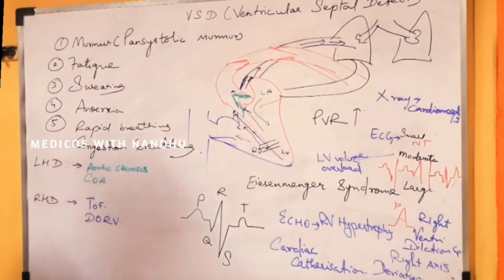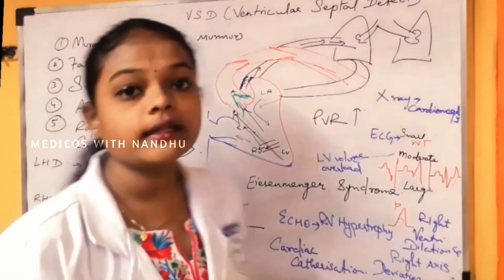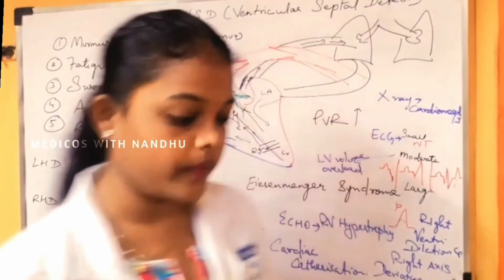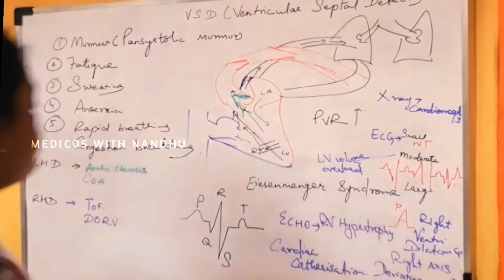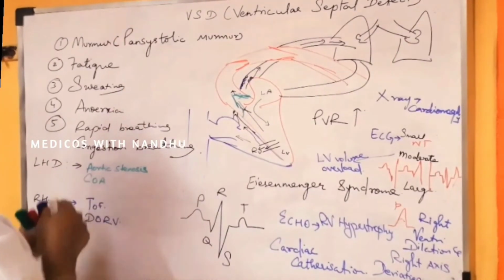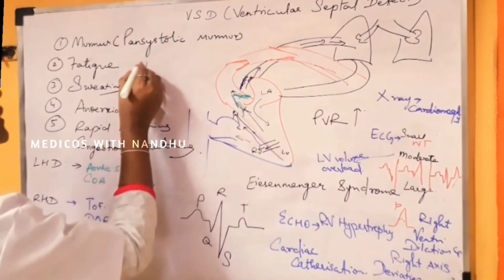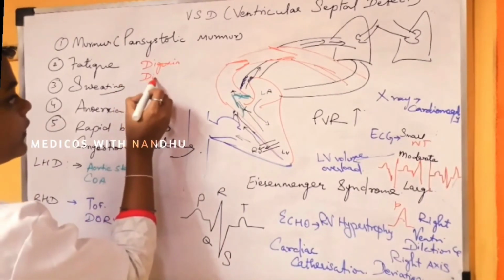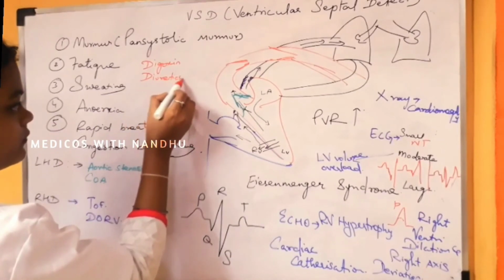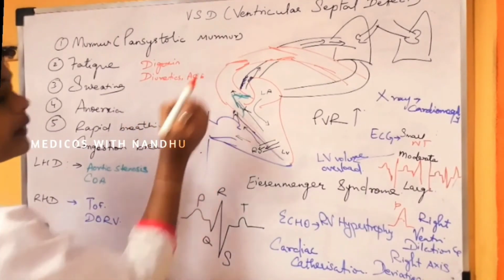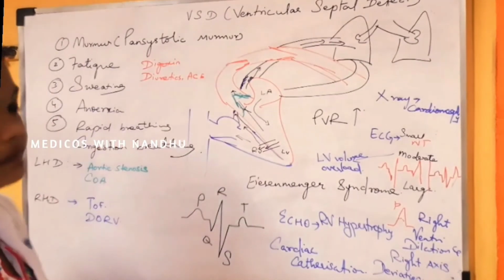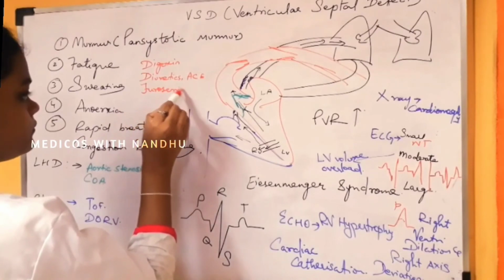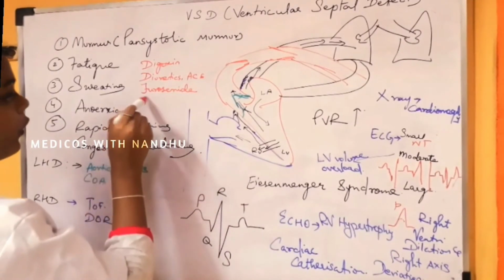Coming to management. So management, in this case we have to do medical management as well as surgical management. So medical management can be: digoxin can be given, diuretics can be given, ACE inhibitors like captopril, enalapril, these are the drugs. Furosemide and bisoprolol.